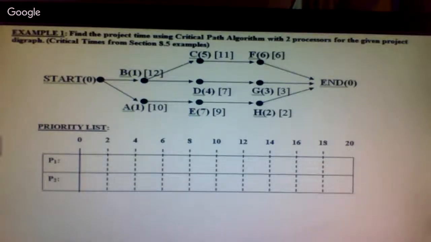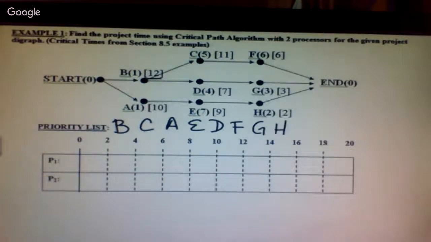What is your highest critical time? B, or 12. B, 12. Okay? So we're going to try to do this with B first. What should come second? C. No, C. C, A. A, E. E, D, F. No. What number are we looking at? You're looking at the brackets, the critical time. Oh, the ones in brackets. Okay. G. So G and then H.